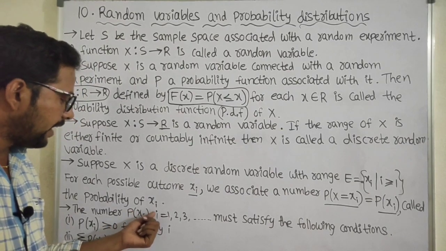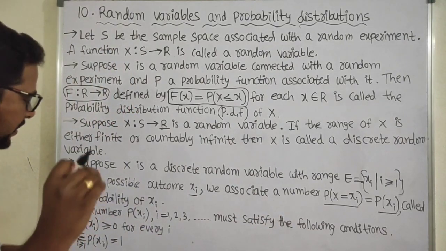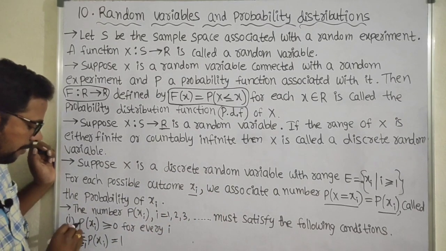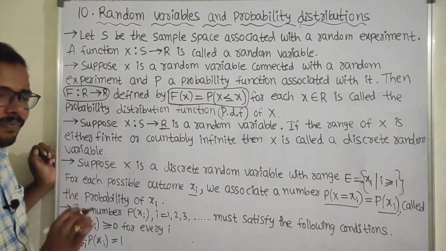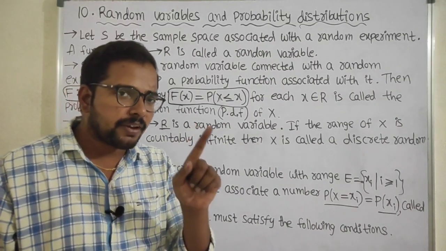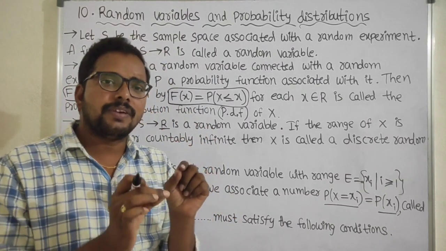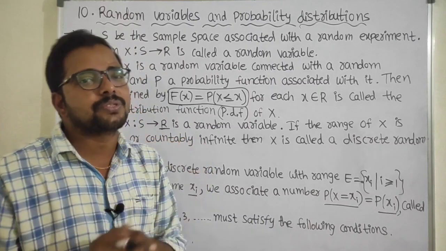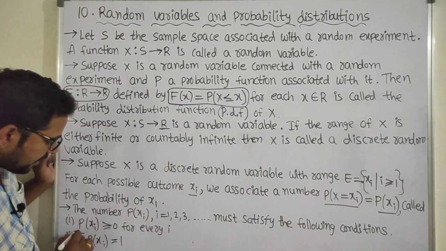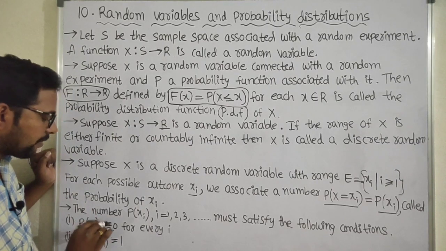The probability of x_i, where i equals 1, 2, 3 and so on, must satisfy the following conditions. First condition: P of x_i is greater than or equal to 0 for every i. So the probability of every outcome is greater than or equal to 0. This is very important, because probability is always less than or equal to 1 and greater than or equal to 0.